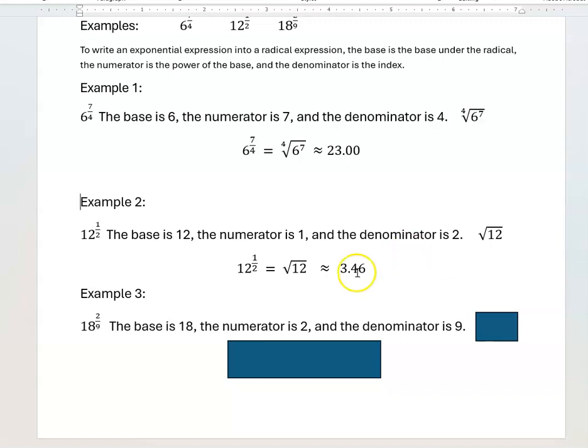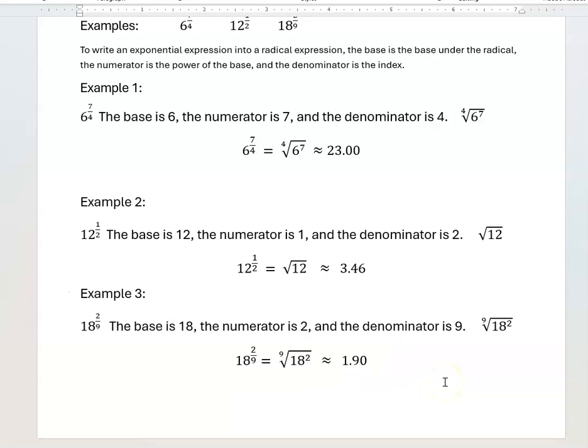And the last one, we have a base of 18. We have a numerator of 2. We have a denominator of 9. That denominator is going to be our index, and the 2 is going to be the power underneath the radical. So that's 18 to the second power, with an index of 9. If you rewrite it, those are equivalent. Put those into your calculator, you should get about 1.90.